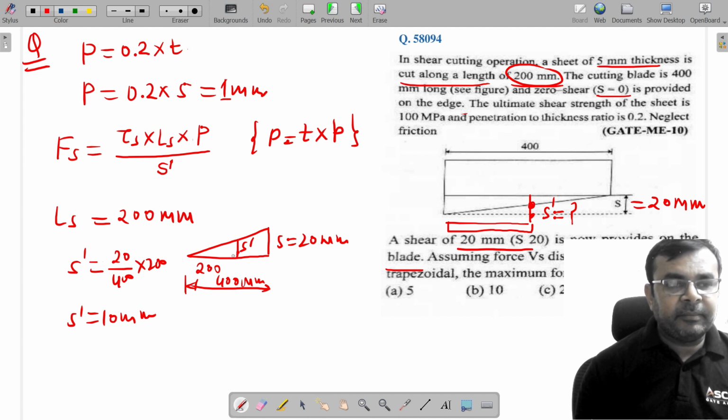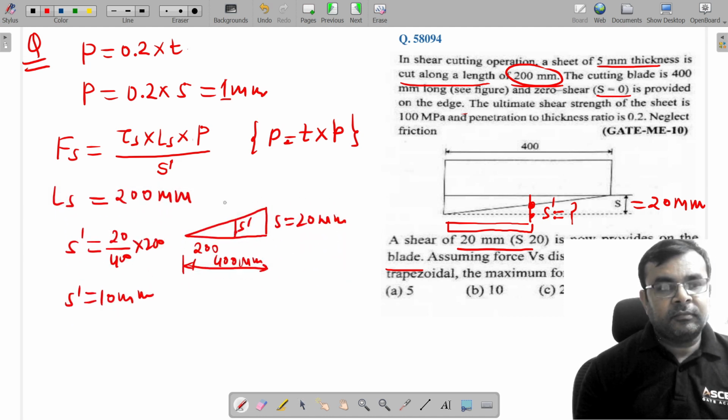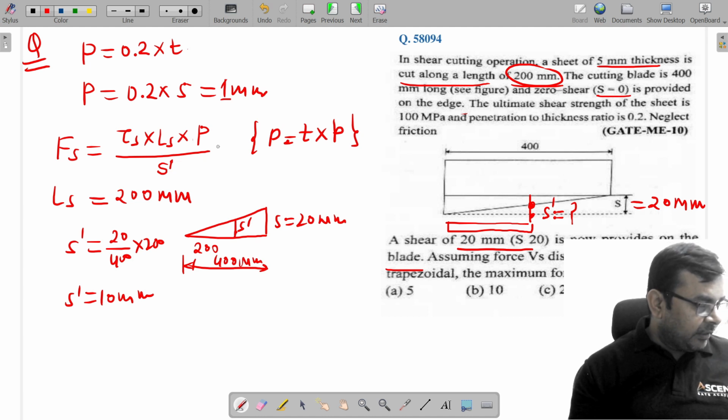Correct. S dash remains correct, no issue from this. So let me check the formula once. Okay, so this is an incomplete formula. Yes or no? This is the incomplete formula. Is it right? Why is it incomplete?